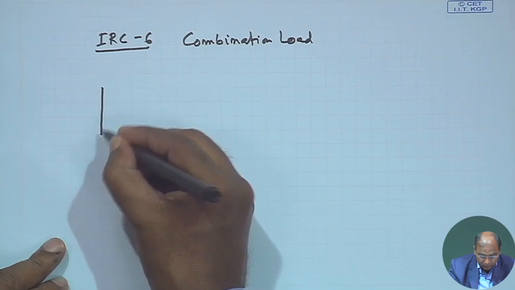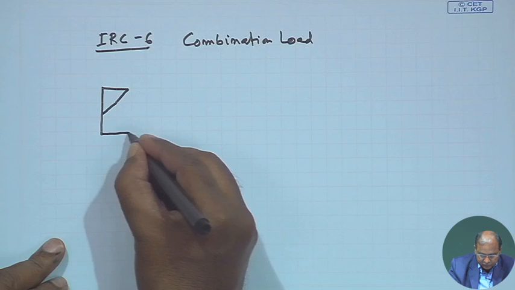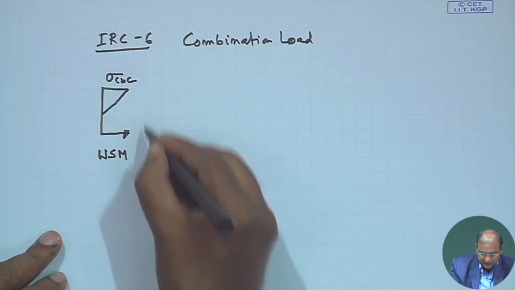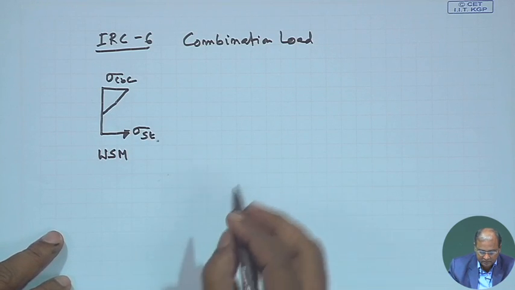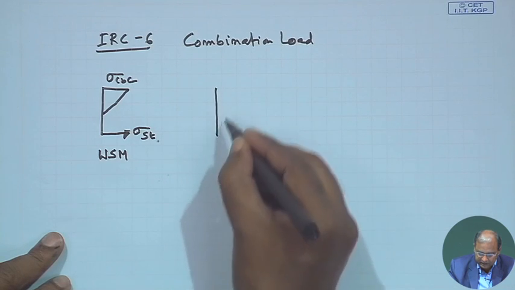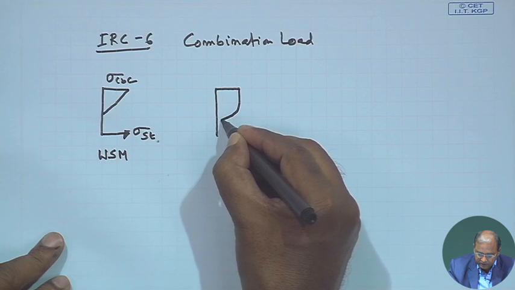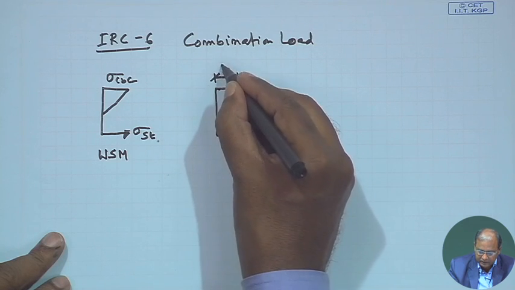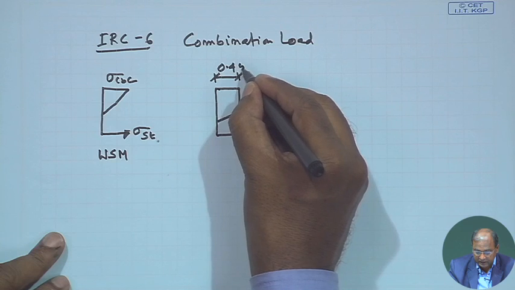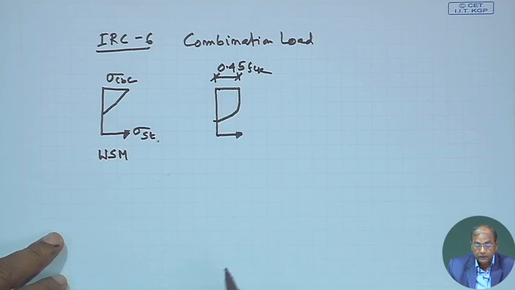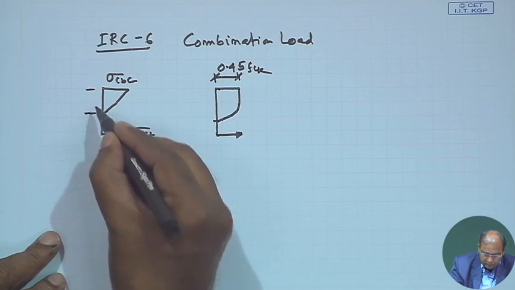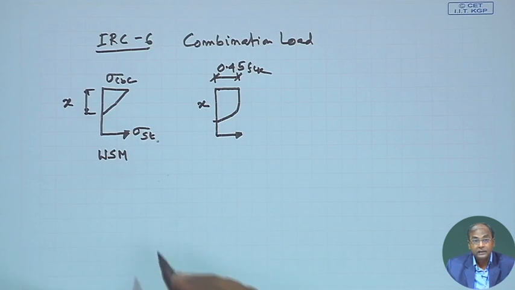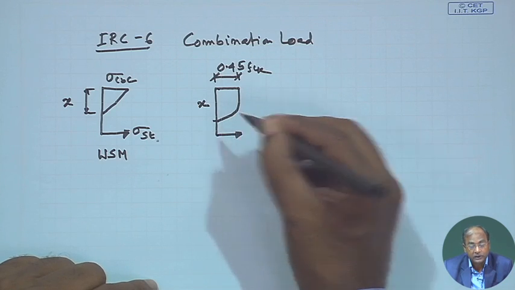I have told you that this is the working stress method, where we are having sigma CBC, sigma ST. We are having this one, say, the limit state method; we have two methods available. This value is according to that, though it is 4/9. So, let me write down here 0.45 FCK, and this is your x, this is also x. Now, in IRC this method you can also use.